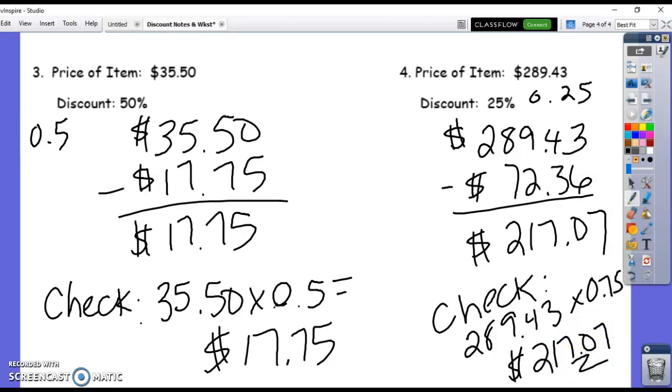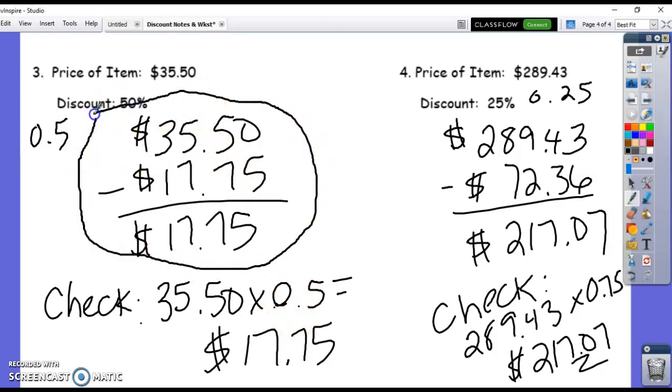All right, so on the back of your worksheet, you have 10 of those to do on your own. Please show the work that we just showed right here. If you don't want to show the check, you don't have to show the check. But I do want you to do the check, just to make sure you have it right. But at least show like this part. This is what I want to see.